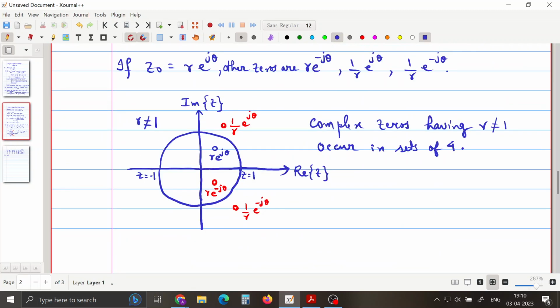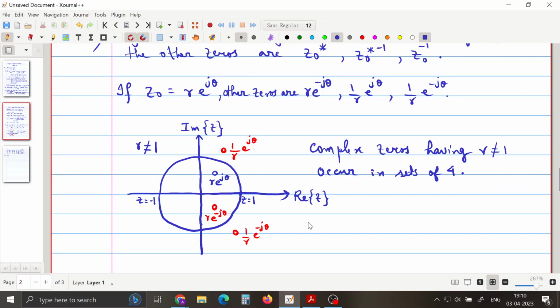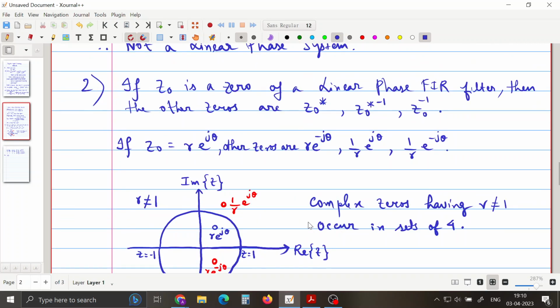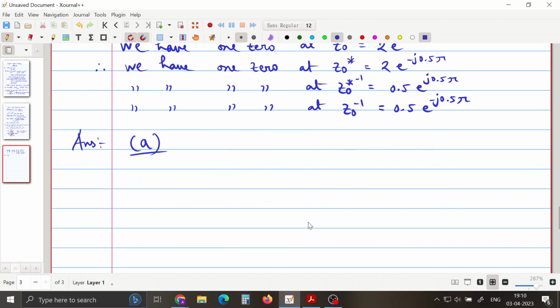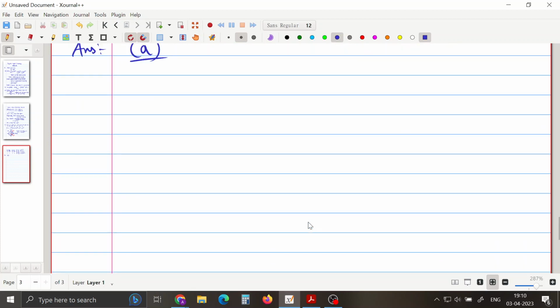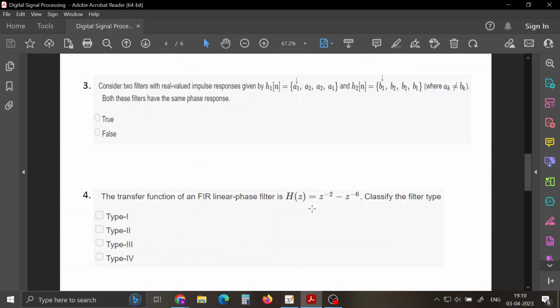So hope this was clear. This is just a concept based on the relationship between the zeros of a linear phase FIR filter. So they occur in sets of 4, provided r not equal to 1. That's it. So this is the end of question number 2.